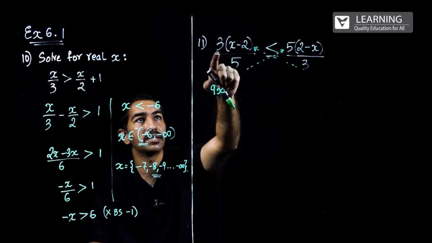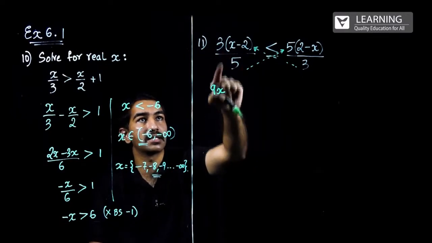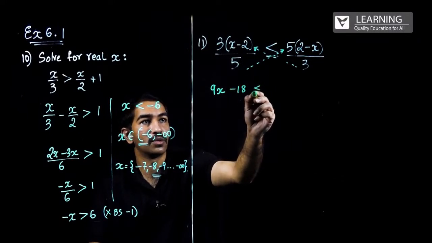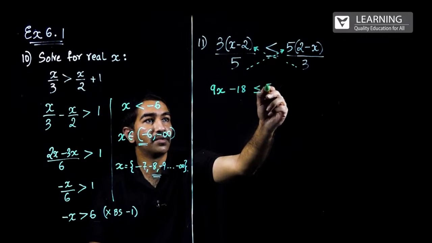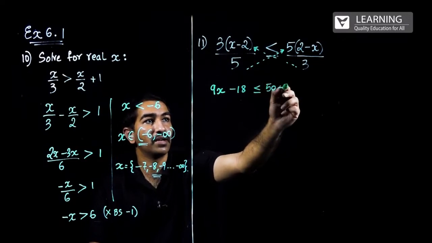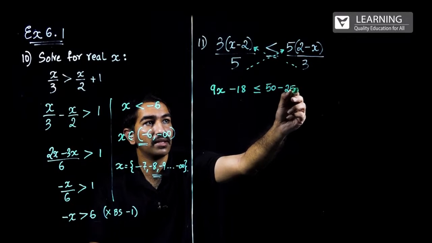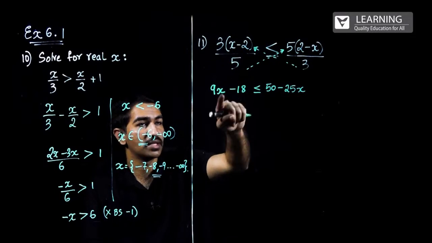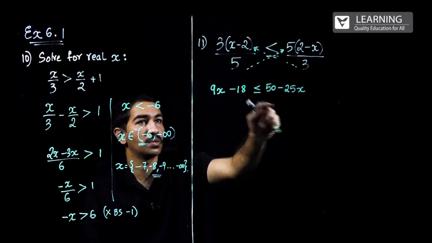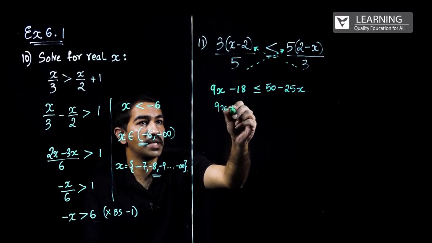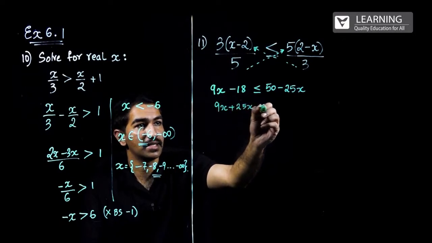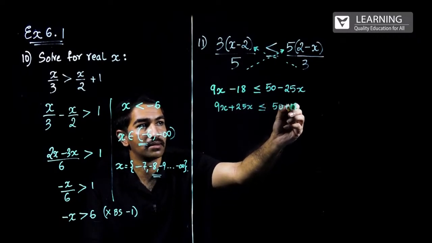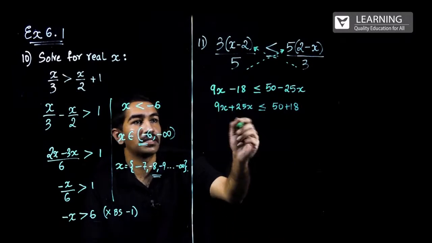So after cross multiplication, it is becoming 9 into x is 9x, 9 into minus 2 is minus 18, less than or equal to 25 into 2 is 50, minus 25 into x is minus 25x. Now see, can we group these terms? So 25x we will send to this side, 18 we will send to that side. So what will happen? 9x + 25x ≤ 50 + 18. Correct? So 25 plus 9 will give us how much?